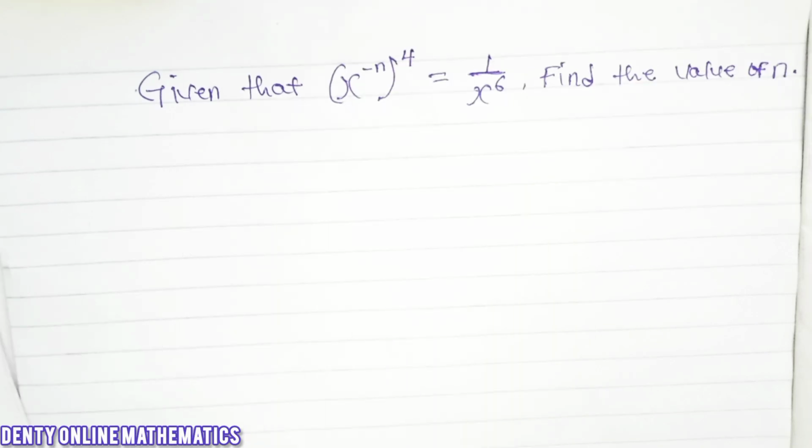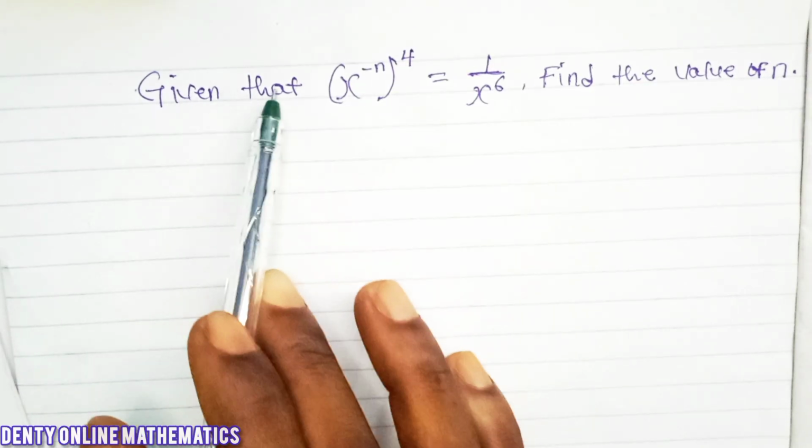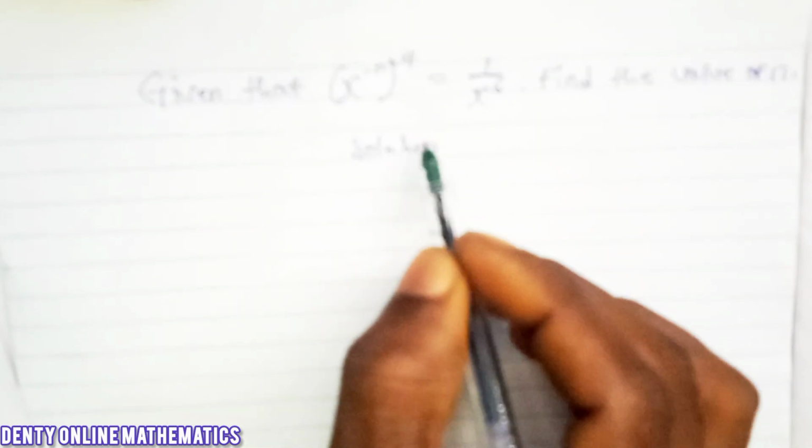Now let's look at what we have here. We are asked, given that (x^(-n))^4 is equal to 1 over x^6, to find the value of n. How are we going to do this? It's very simple. Now this is the solution to this problem.